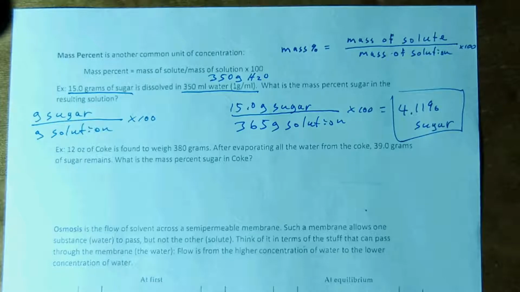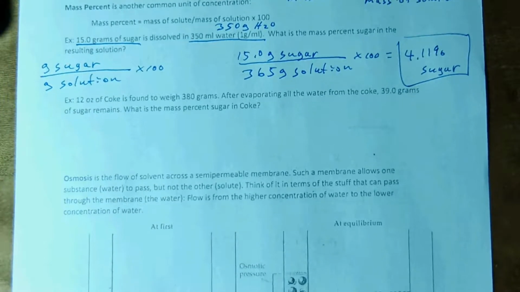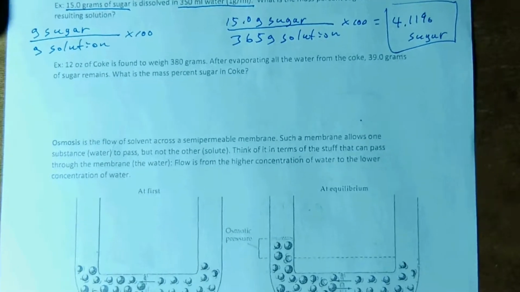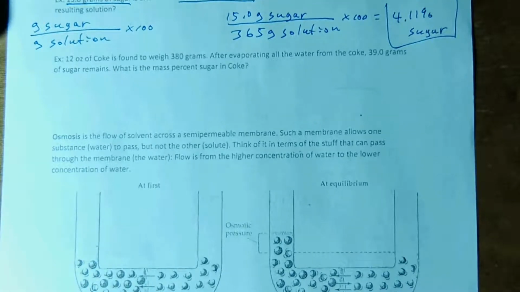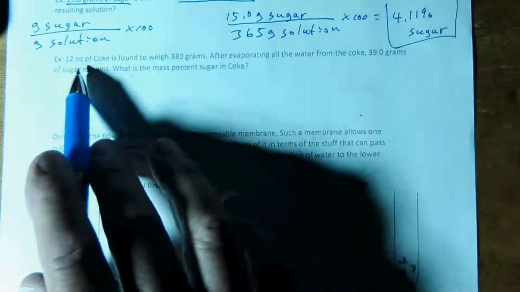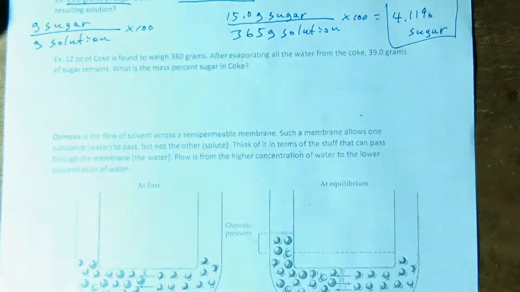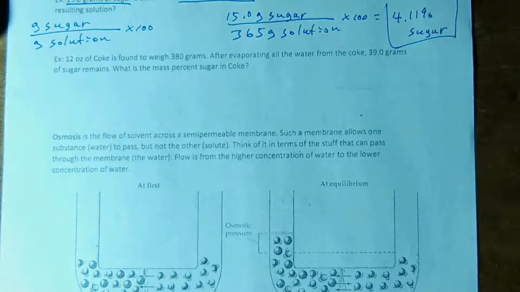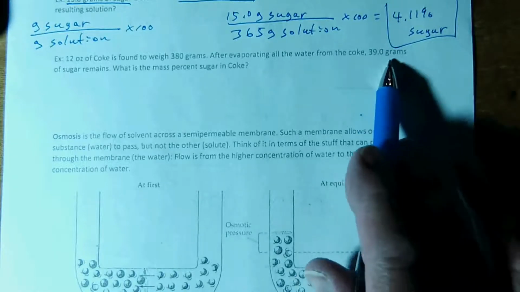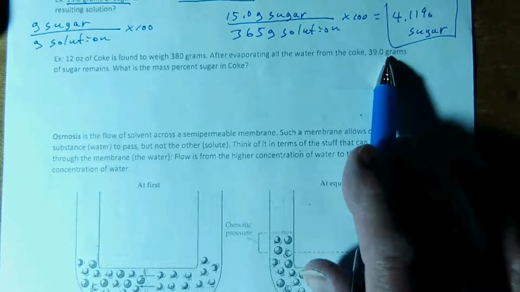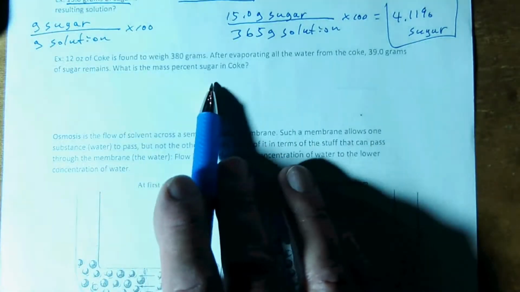The next example real quick, I was talking about Coke: what's the mass percent sugar in Coca-Cola? Let's say you take a 12-ounce bottle of Coke. You find that the Coke weighs 380 grams. You let all the water evaporate from it, and you find that you have 39 grams of sugar. What's the mass percent of the sugar in the Coke?